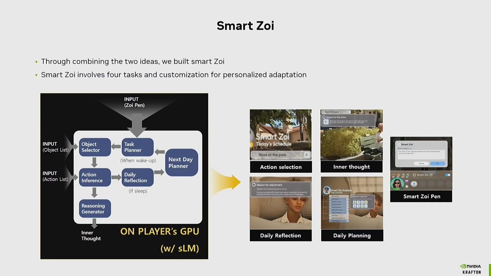Through combining these 2 ideas, we built a Smart Zoi. So Smart Zoi live their daily life doing action selection and inner thought generation. And before going to bed, Smart Zoi write a diary, then make their daily planning for the next day. Lastly, you can customize characters' behavior and thoughts by entering prompts using the feature that we call Smart Zoi Pen. Let's see how it works in the live demo.